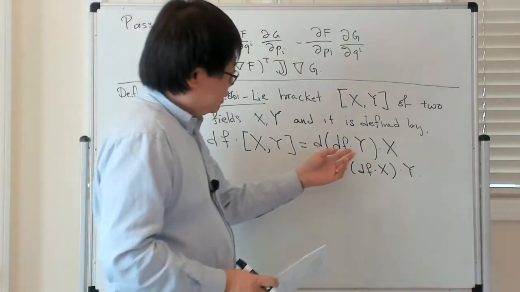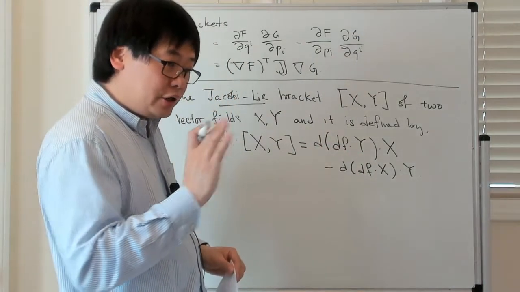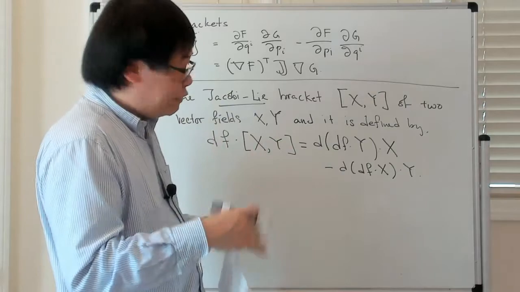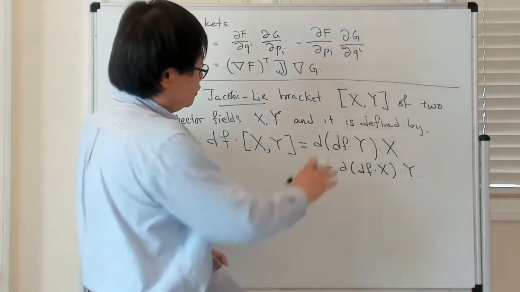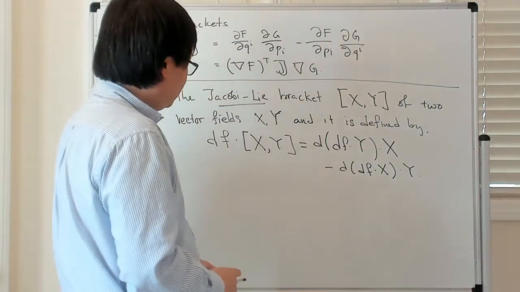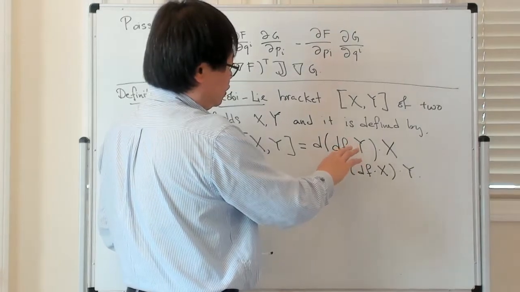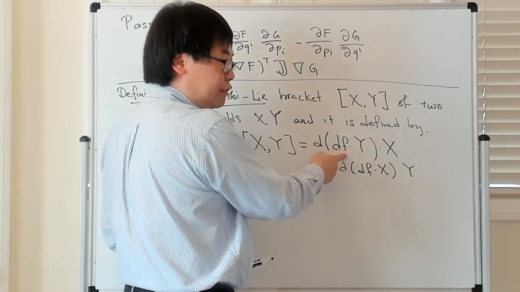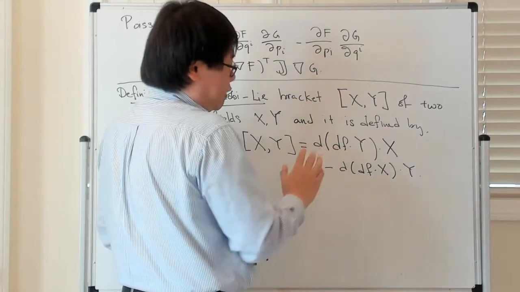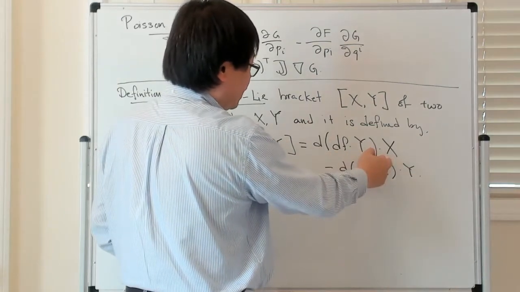So if you think about it, this df paired with y is essentially the directional derivative of f along the vector field y. The way to think about this is that you're taking the directional derivative with respect to y of the scalar valued function f. And then once you've done that, you take the directional derivative of that object with respect to x.